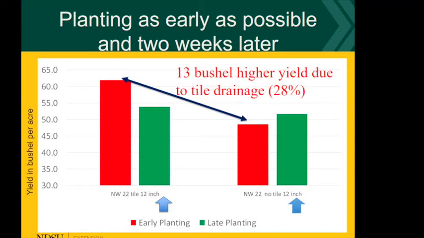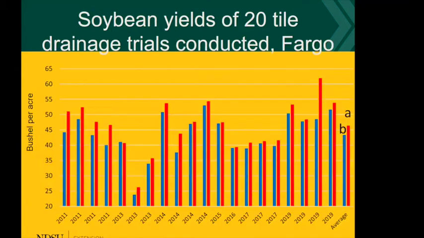Then if you look here at the green bars, early planting or late planting on tile versus non-tile didn't make that much difference. And that is logical, because the benefit of tile is really getting into that field earlier. Now, I have been working with tile drainage for quite a while, and I combined here 20 environments all the way from 2011 up to 2019.